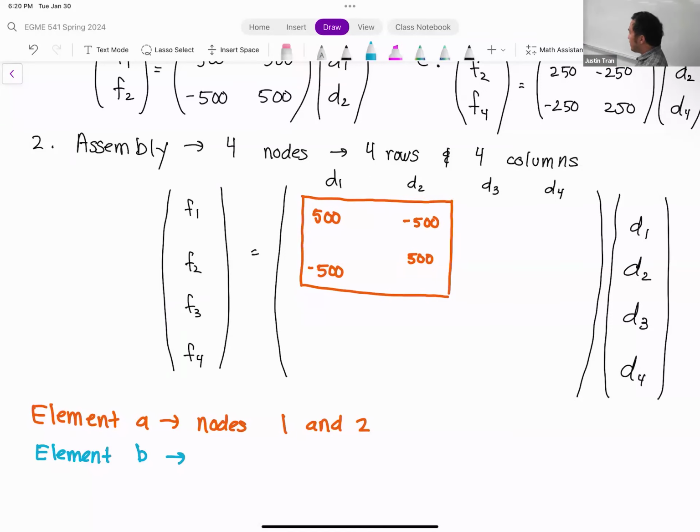All right, next we have element B. And so if we look at the element stiffness matrix for element B, we know element B is connected to nodes 2 and 3. So that's going to be the second row, third row, second column, third column. So where all of those intersect. That's going to be this right here.